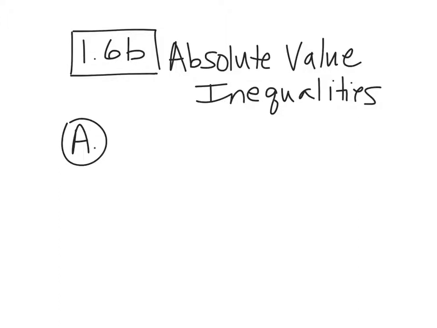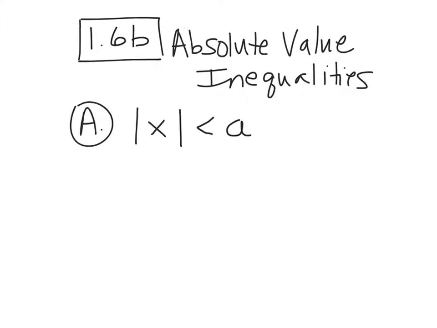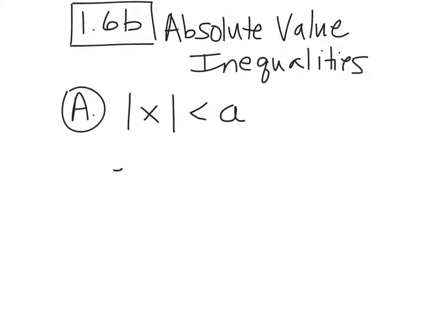First part, part A. We're going to do equations that look like this. The absolute value of some stuff, x, or it's going to be 2x plus 3, something inside of there, is less than a number a. Now the absolute value makes it kind of different. So let me give you a quick, easy example.